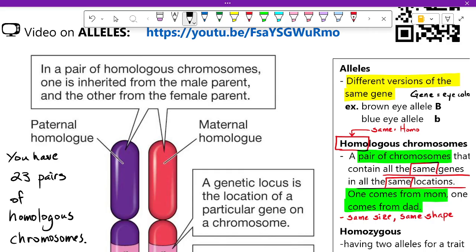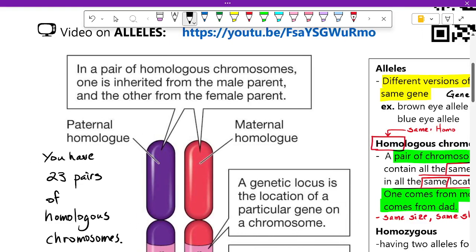Now, they got some fancy language on here. They're calling it the paternal homologue and the maternal homologue. Paternal just means from who? Paternal means that one came from your pop, from your dad.